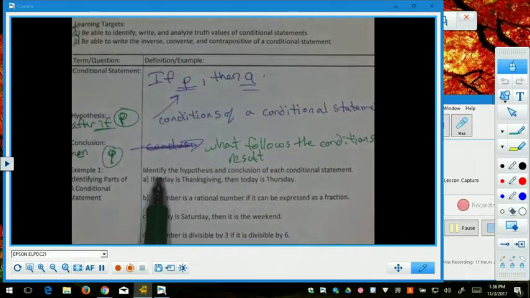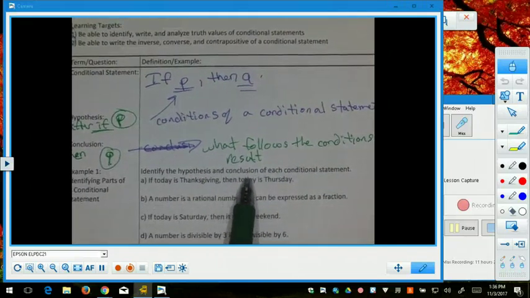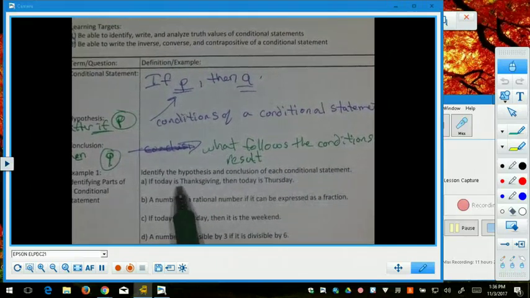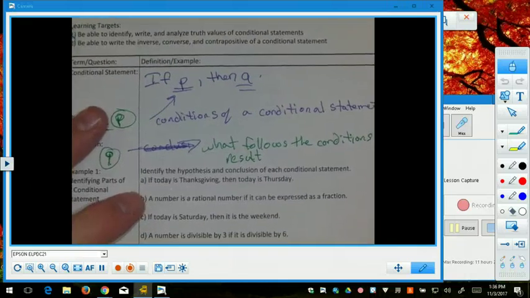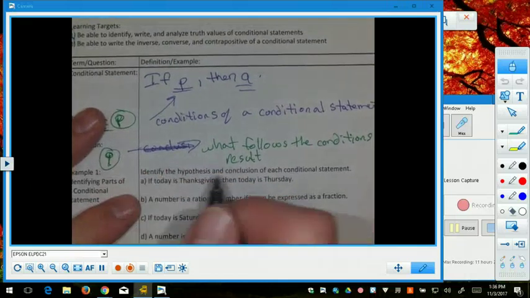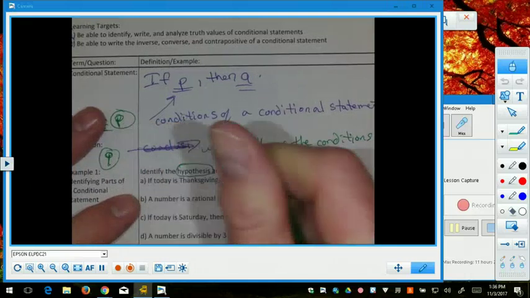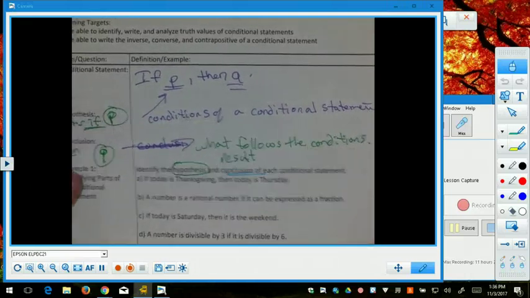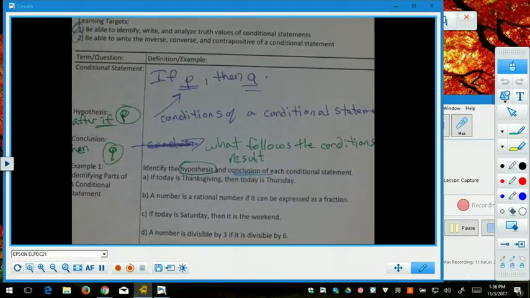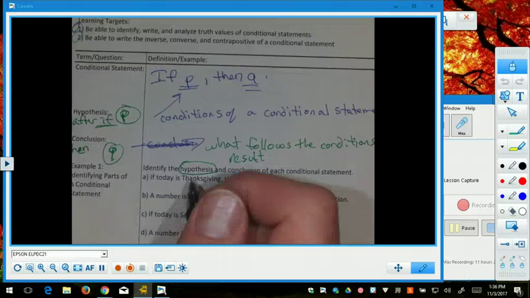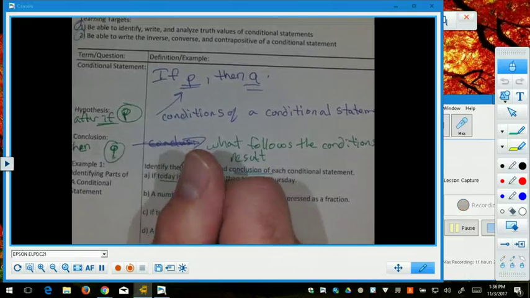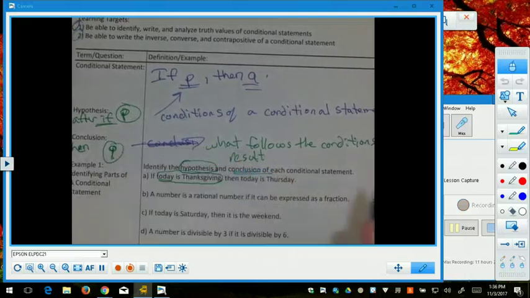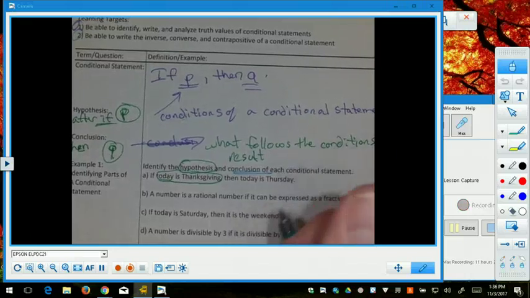So we're supposed to identify the hypothesis and conclusion of each statement. If today is Thanksgiving, then today is Thursday. I'm going to circle the hypothesis and underline the conclusion to save time. Now in your practice, you're going to need to write these out, particularly if it's from bookwork or on an assessment. So if today is Thanksgiving, the conditions are that today is Thanksgiving, then today is Thursday.